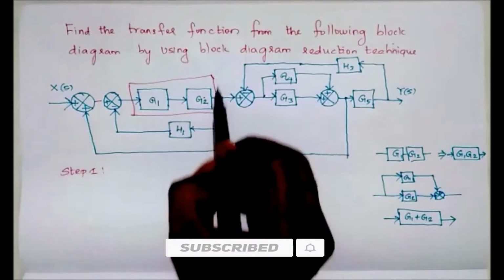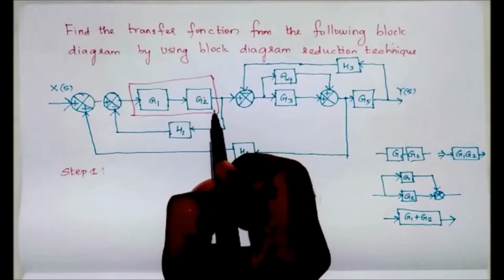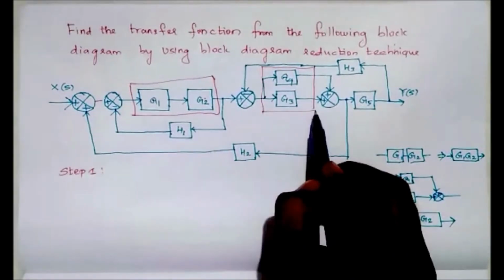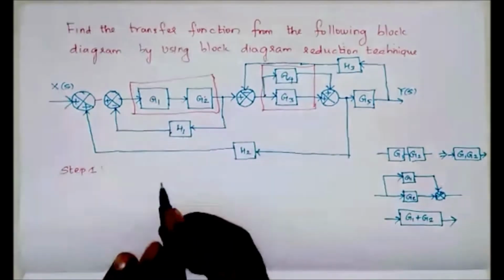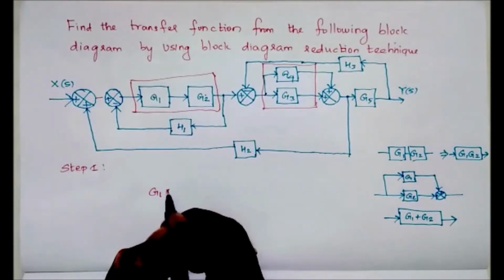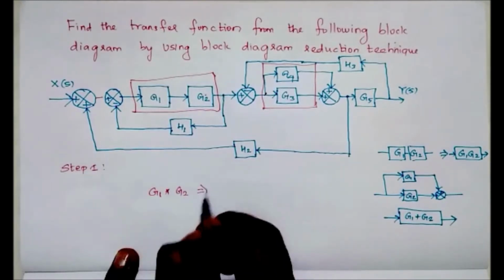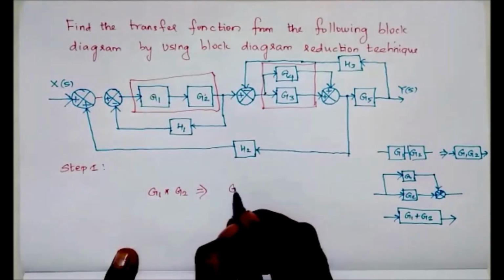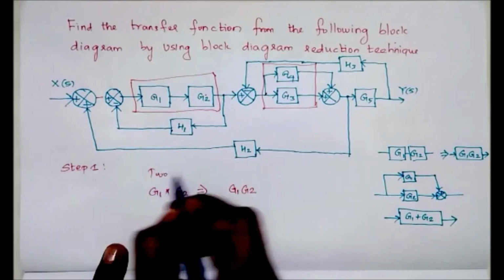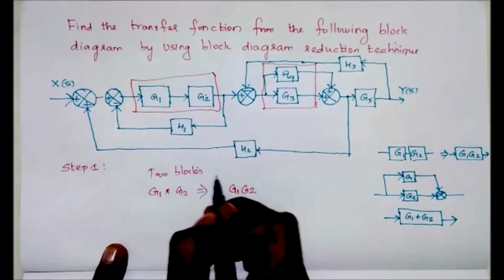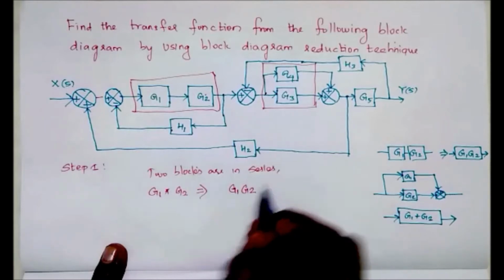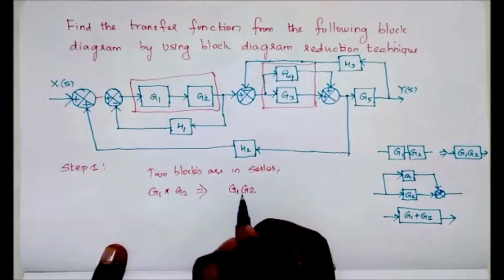We can consider the series block first. After that we can consider the parallel block next. So now we can convert these into one by multiplying g1 into g2. So now this will become only one block that will have g1 into g2. Next, two blocks are in series. So now we have to multiply and we will get this gain.